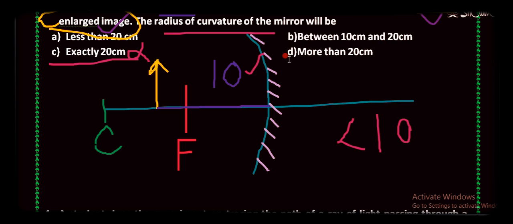More than 20 centimeter, is it possible? It is not possible, because if we take the radius of curvature more than 20, then the focal length will be more than 10. But the object is placed at 10, so the focal length will be less than 10. So the focal length can be 9, the focal length can be 8.